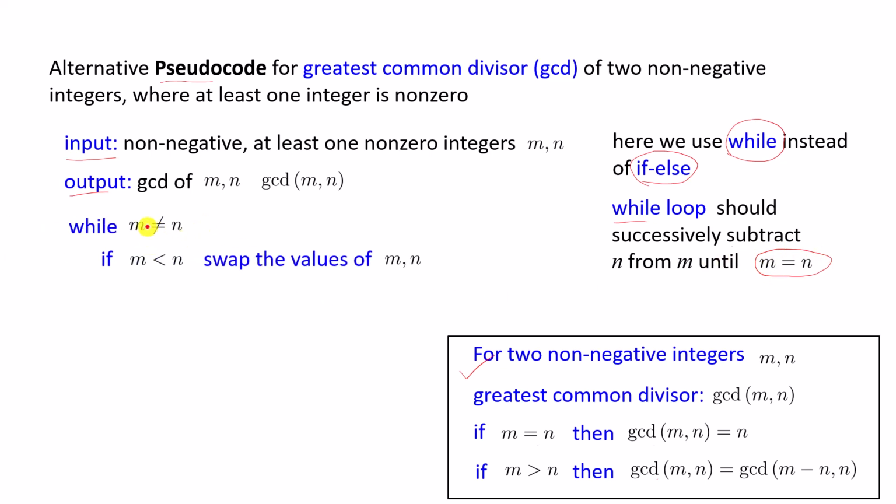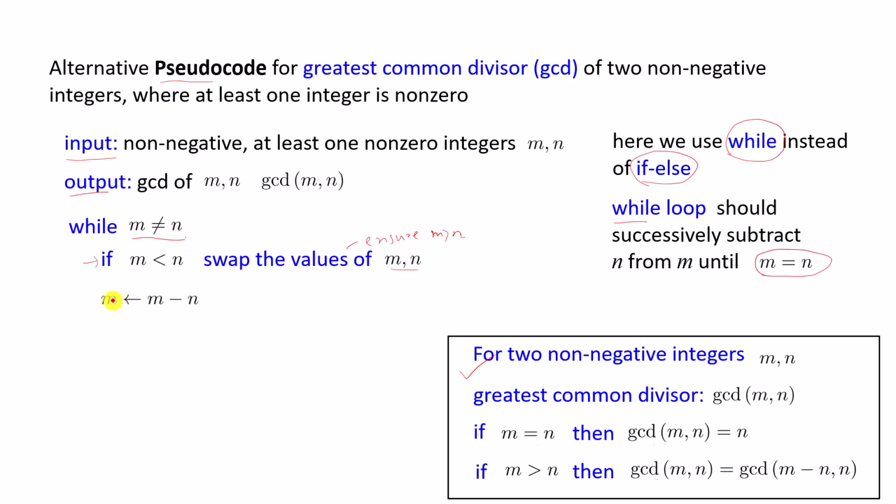So what will we do? While m not equals n, so this is a comparison operator. If m not equals n, then only it will do whatever the while is asking it to do. If m equals n, it will skip this part. So if m not equals n, then it comes here. If m less than n, then it swaps the values of m and n. So basically this step ensures that m is always greater than n. This is important, otherwise m minus n will be negative.